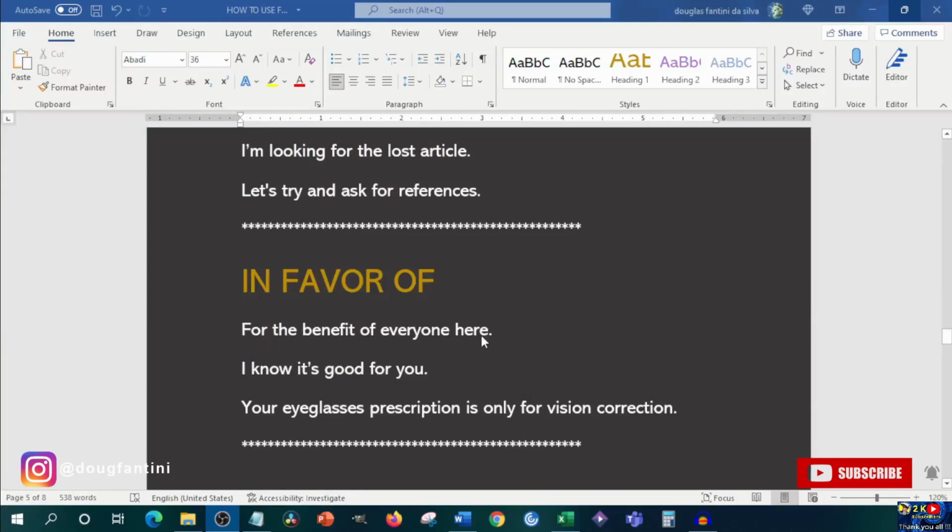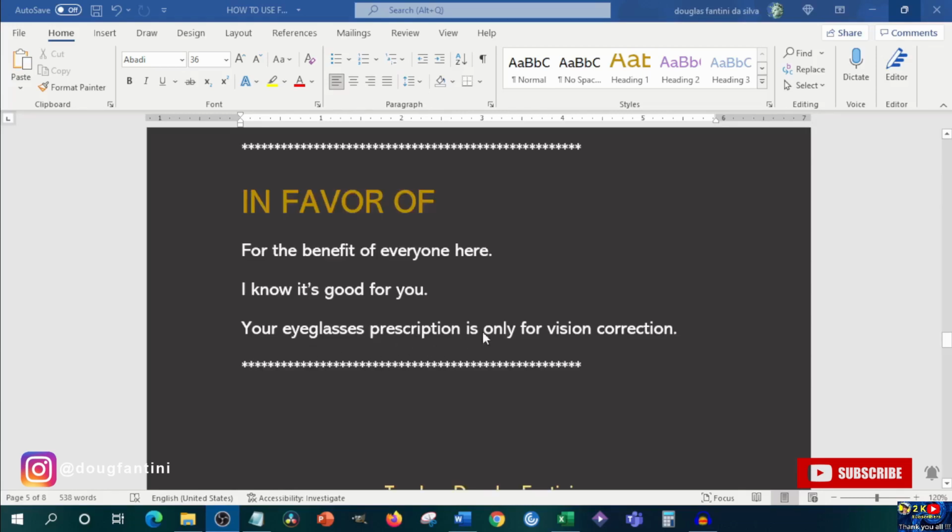We also use the preposition "for" when we are talking about a search, when you're looking for something. So "for," in search of. Take a look at the examples. For the benefit of everyone. Okay, this is in favor of somebody or someone. So for the benefit of somebody. I know it's good for you. Who is it good for? It is good for you. Your eyeglasses prescription is only for vision correction. I wear glasses, I know that.